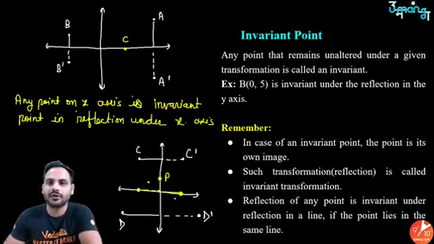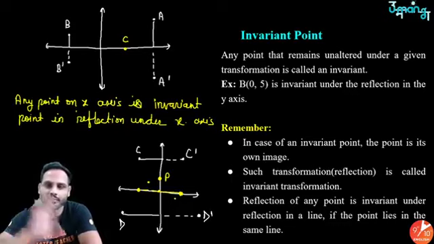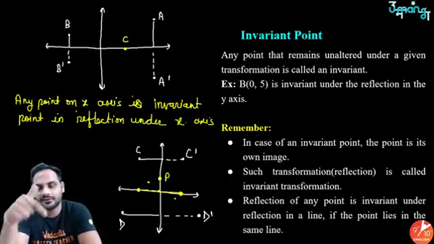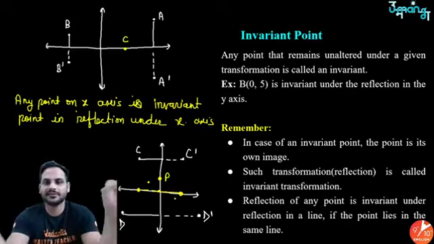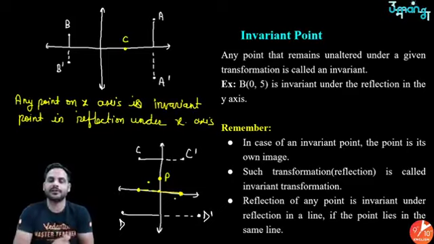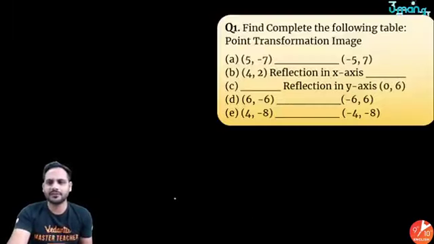So they will ask that out of the reflection under x, y and origin, in which one the number of invariant points is only one, so that is reflection under origin. In reflection under x-axis and reflection under y-axis, there are infinite invariant points, because on the x-axis there are infinite points, on the y-axis there are also infinite points. So this is a very easy topic, got it? So let's look at some of the questions.